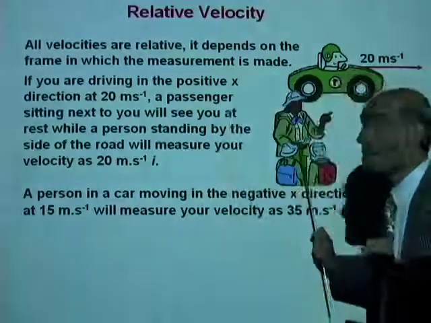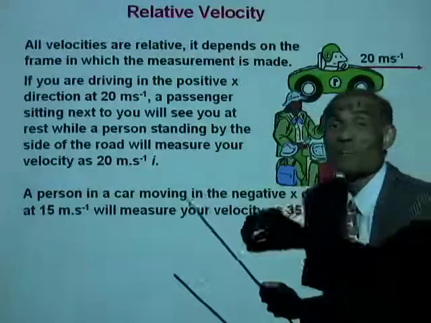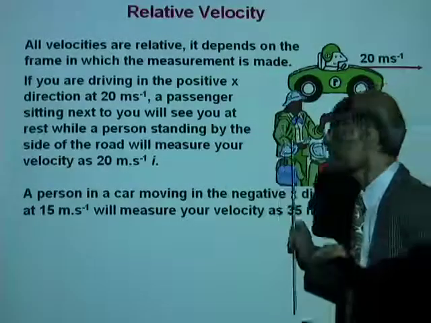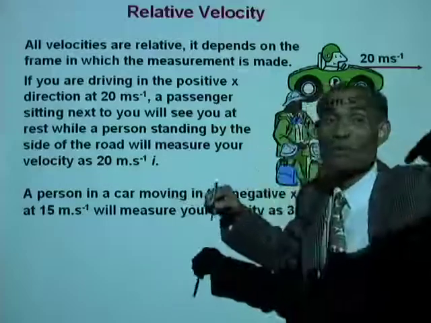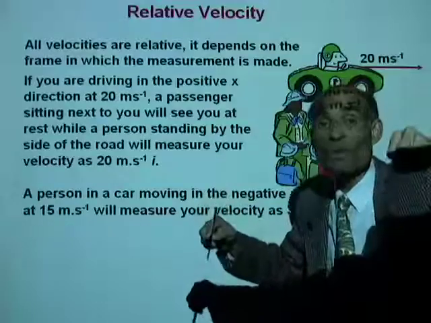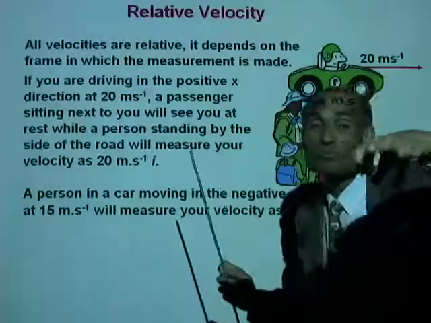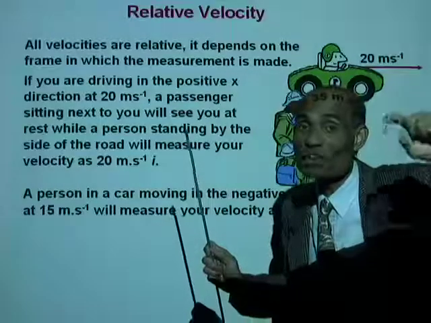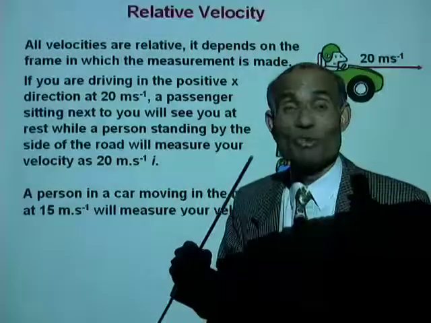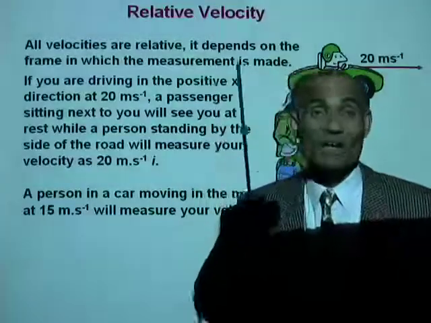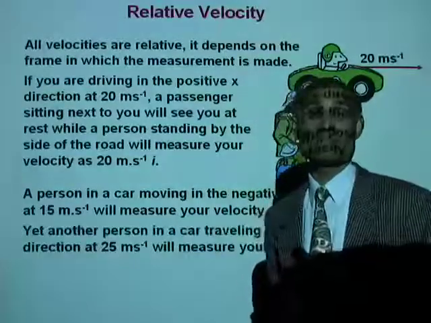A person outside will measure your velocity at 20 meters per second, that is from this frame of reference. A person in the other car that is moving west will measure your velocity at 35 meters per second. And that measurement is made from the frame of reference of that second car. So, the velocity that you measure depends on the frame of reference from where the measurement is made.